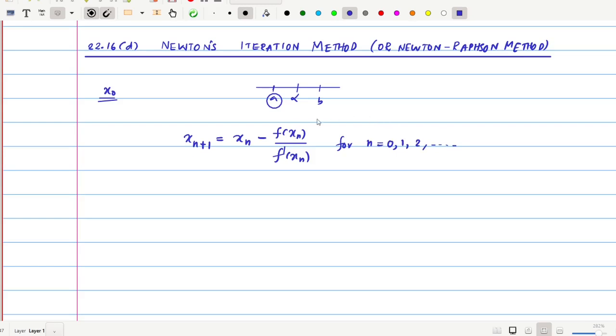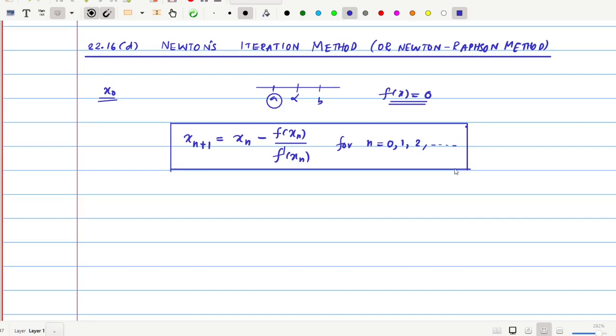Here f of x equal to 0 is our required equation, and to find its solutions we need to perform this iteration. This is what we call the Newton-Raphson formula or Newton-Raphson method to evaluate the approximate solution of an algebraic equation. Now once you understand this formula, we have three remarks.